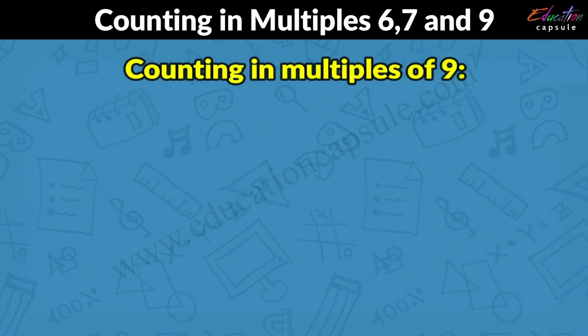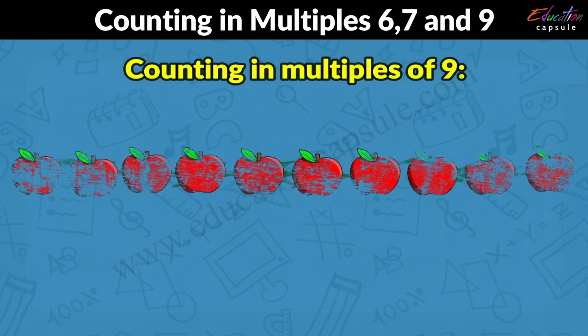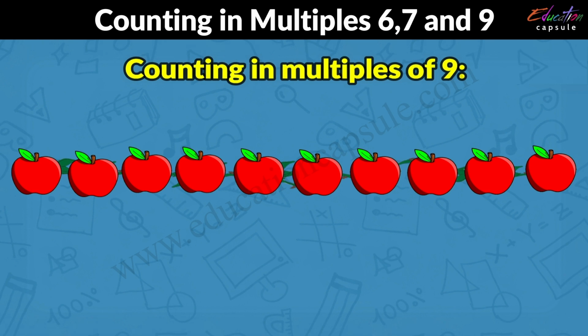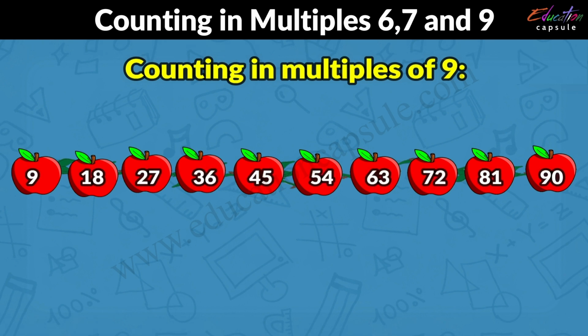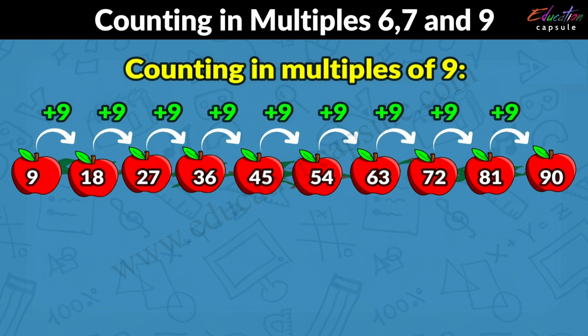Counting in multiples of 9. Counting in multiples of 9 means going up in nines. To count in multiples of 9, we add 9 at every step. As you can see here, 9, 18, 27, 36, and we can keep going on and on till 90.